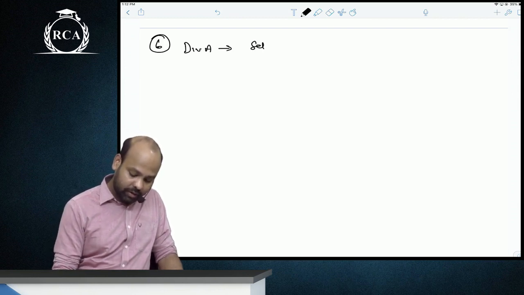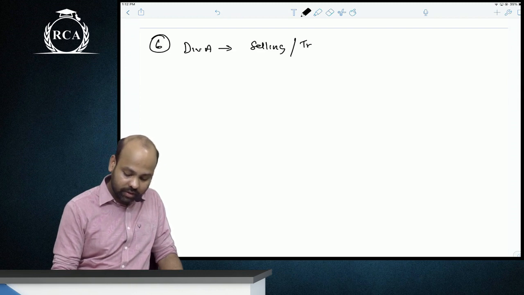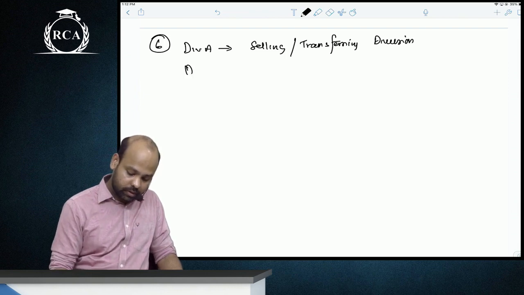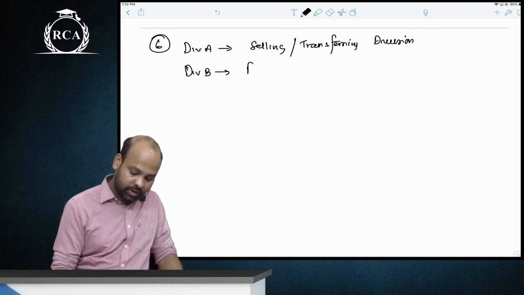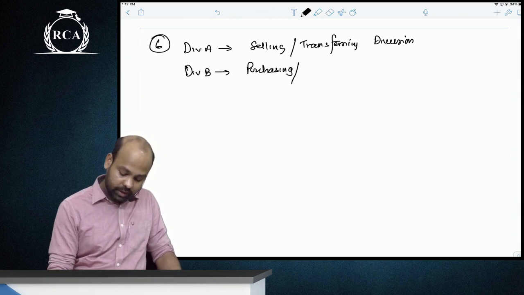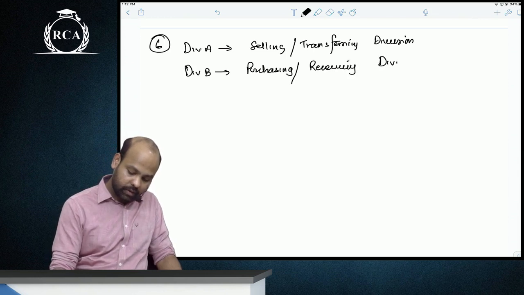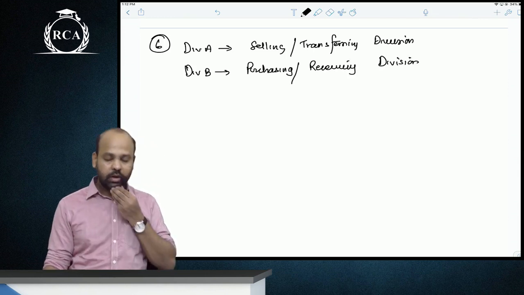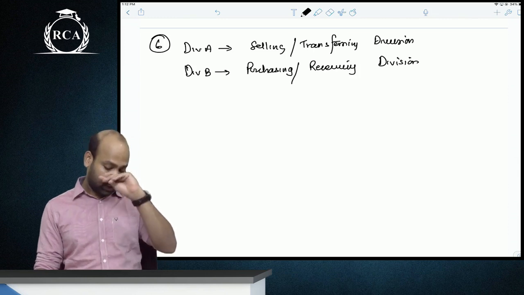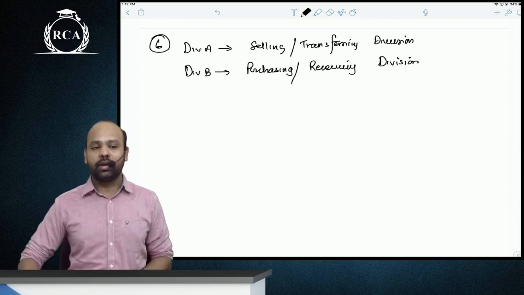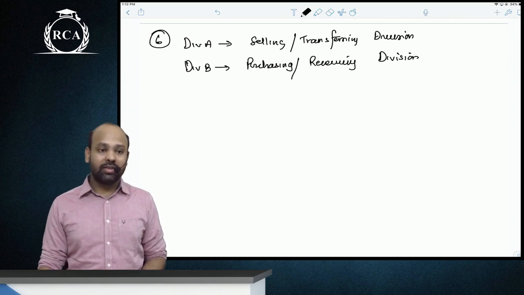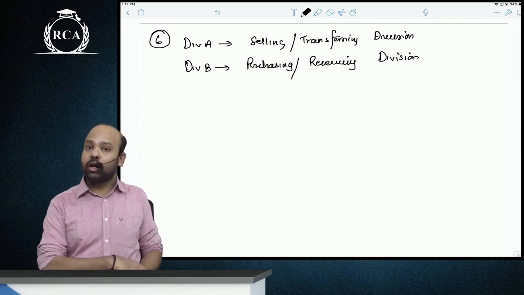Division A beta is your selling division, or you can say this is your transferring division. Transferring division. Yes or no? Division B beta is the purchasing division, or guys it is the receiving division. Division A beta is selling or transferring division as such, guys, and division B beta is purchasing or receiving division.